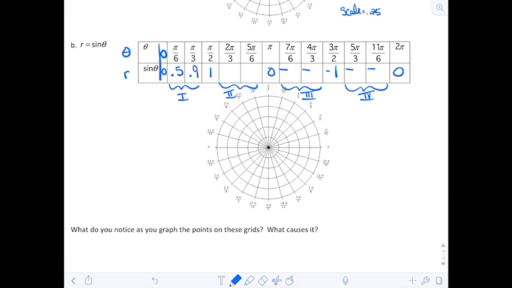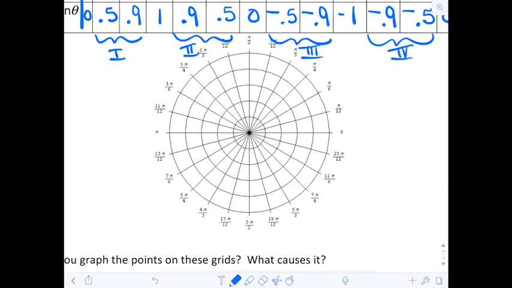Okay, so if you go back to pi over 6 being 1/2, the next one that's going to be 1/2 would be 5 pi over 6. And then 7 pi over 6 and 11 pi over 6. And we already have our negatives there. Then pi over 3 was 0.9. The next one that would be 0.9 would be 2 pi over 3, and then 4 pi over 3, and then 5 pi over 3.